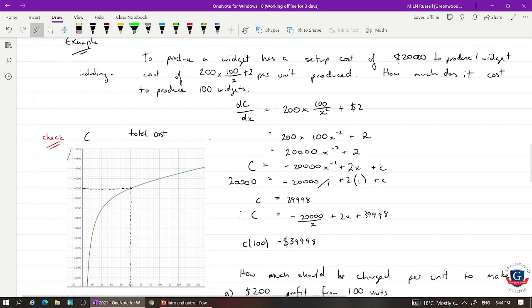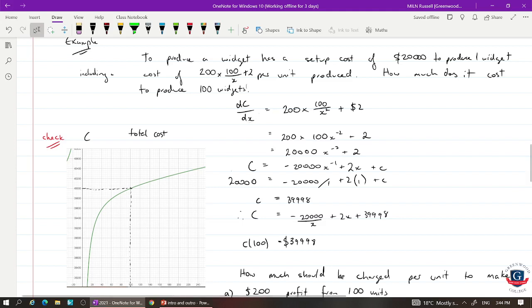Let's have a look at another case. This one was probably not such a trivial solution, but a bit more difficult to understand. So we're going to produce a widget this time. The widget has a setup cost to produce one widget of $20,000, and embedded in that is a cost of 200 times 100 divided by x plus 2 per unit produced. And we want to know how much it will cost to produce 100 widgets.